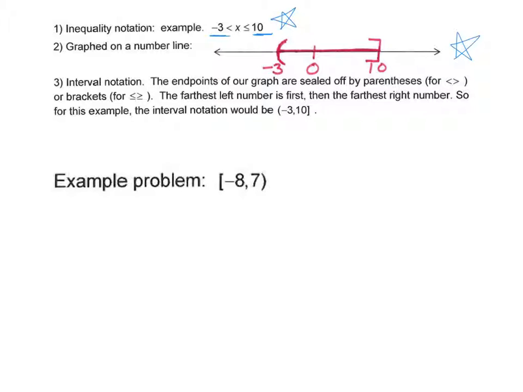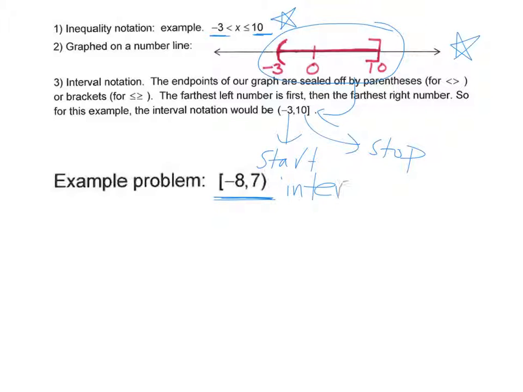And then interval notation is sort of like just taking only this part off of the number line and rewriting it. Our start number is -3, our stop number is 10, a parentheses on the -3, a bracket on the 10. So we're going to take bracket -8, comma 7 parentheses, that is interval notation, and we are going to graph it on a number line and also write it in inequality notation.